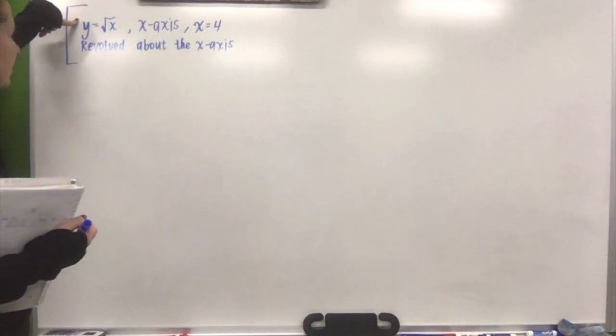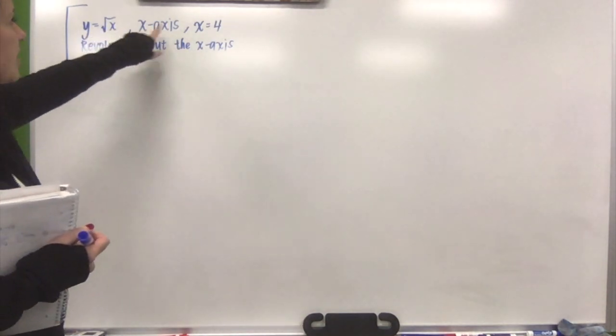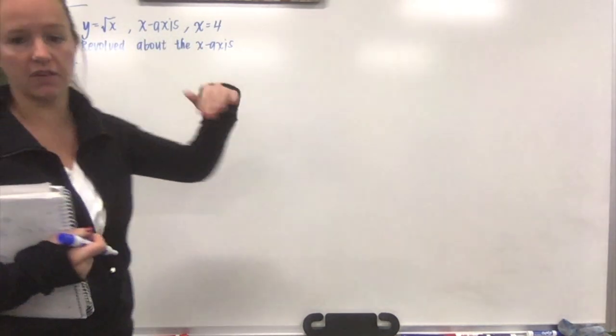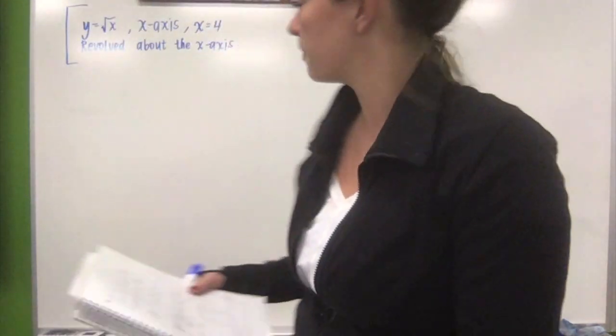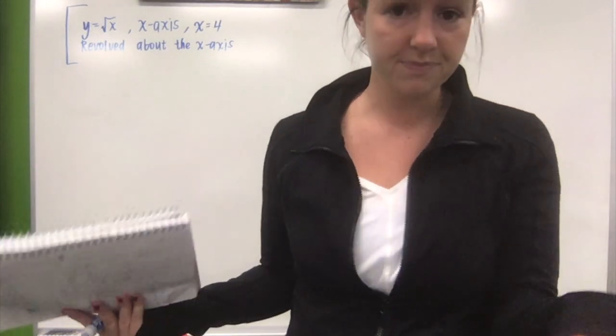Here you go, your area, your shape is bounded by y equals root x, the x-axis, and x equals 4, and it's revolved around the x-axis. So you're trying to find the volume of the shape. So I'm going to talk about it two different ways. Hopefully you remember step one is to draw a picture.